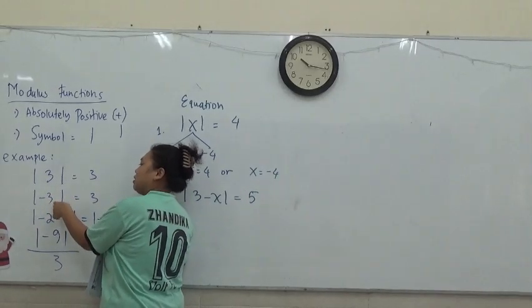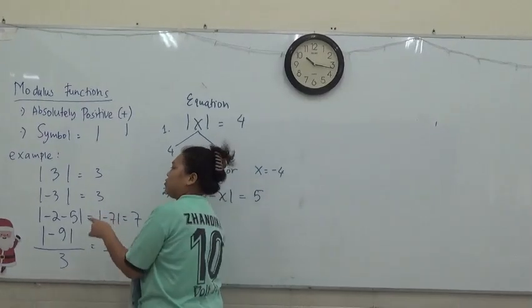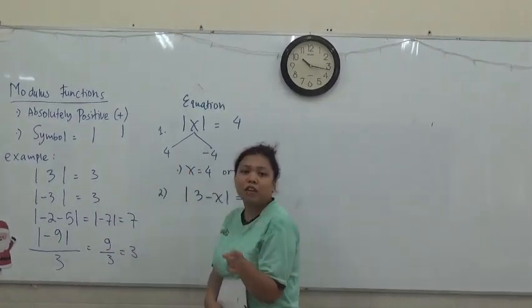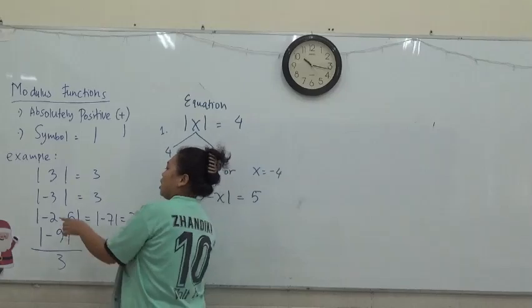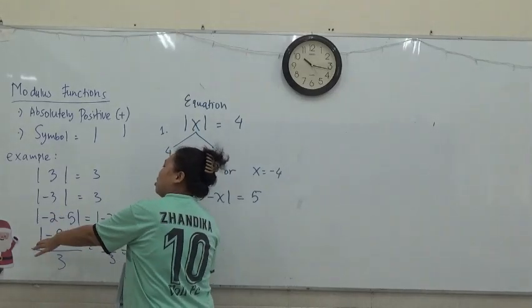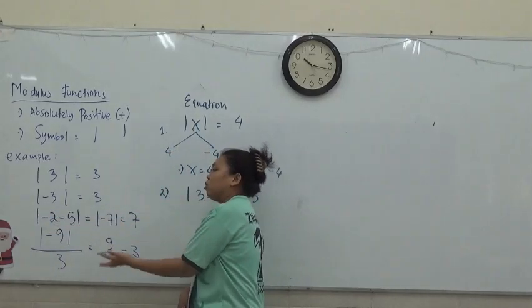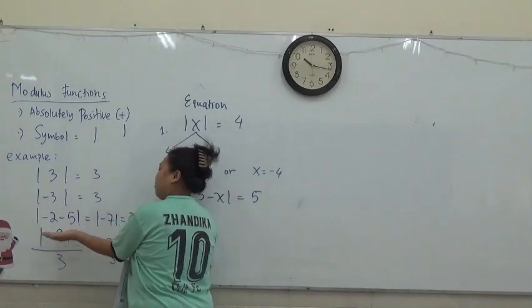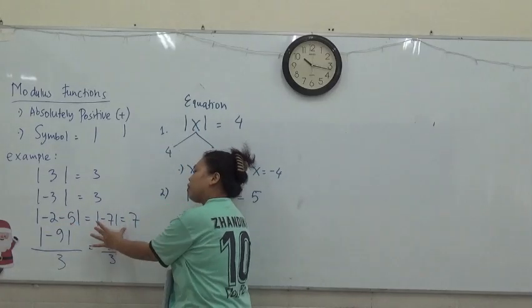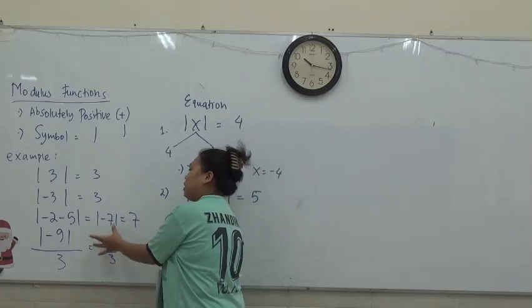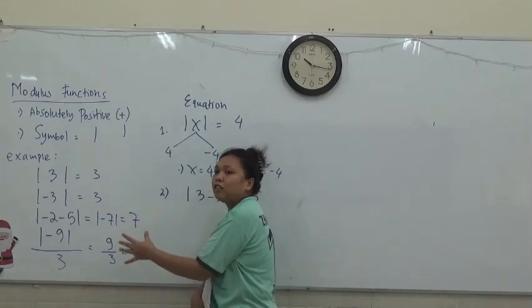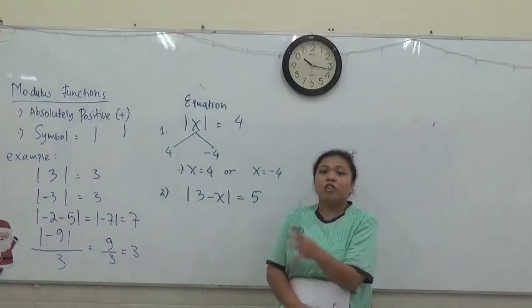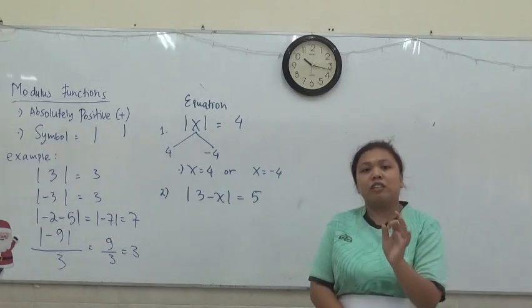See, negative 3: 3 is the size, negative is the value. What is the positive value of negative 3? It's just positive 3. Next, minus the absolute value of negative 2, negative 5. You count the one inside the bracket first, which is negative 7. Now you have the absolute bracket, which means what is the positive value of negative 7? It's just positive 7. You're just changing the value, you're not changing the size.